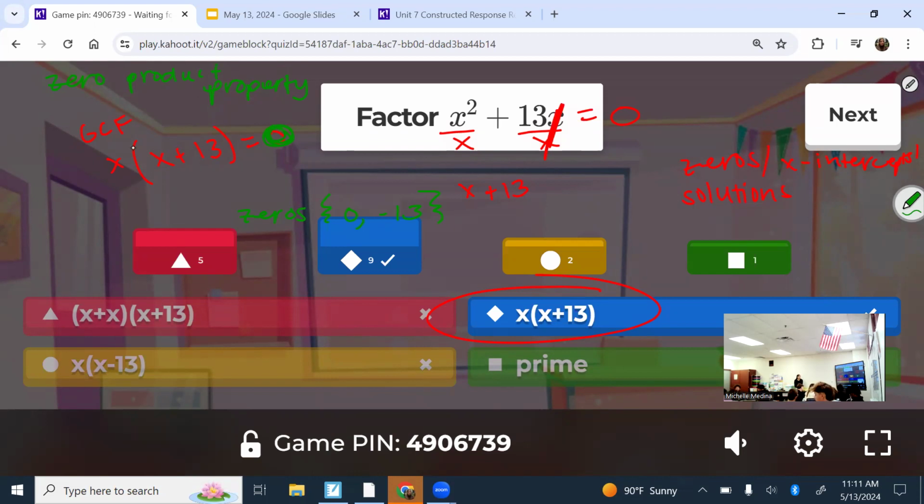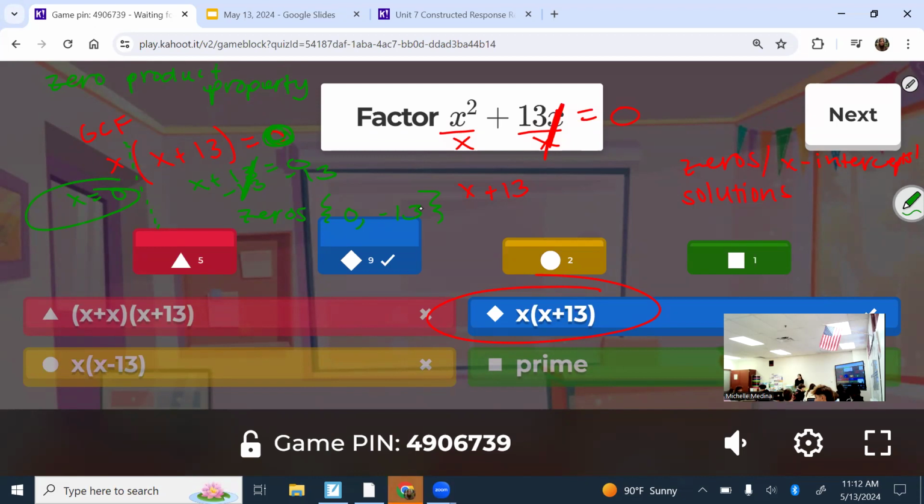Normally you do x times the parentheses, right? So this is where my factors split. Set them both equal to 0 and solve them separately for what x has to be. This one's easy because x is already isolated. Over here, it was the opposite of adding 13, and that's why the other zero was negative 13. But yeah, any questions on that?